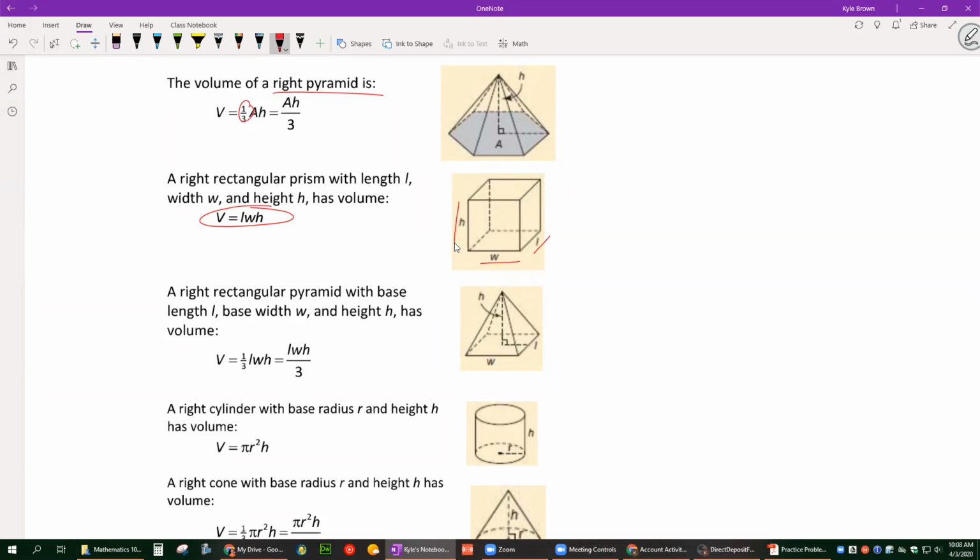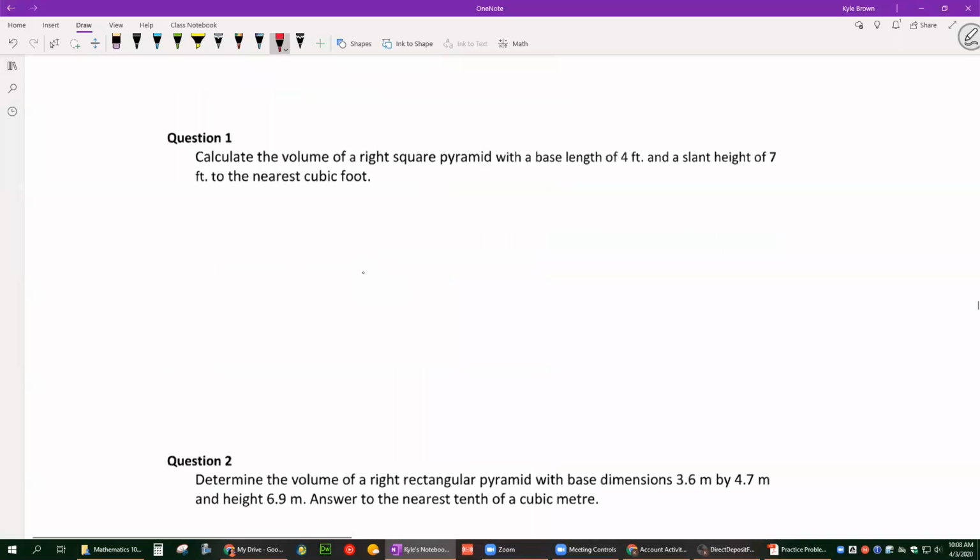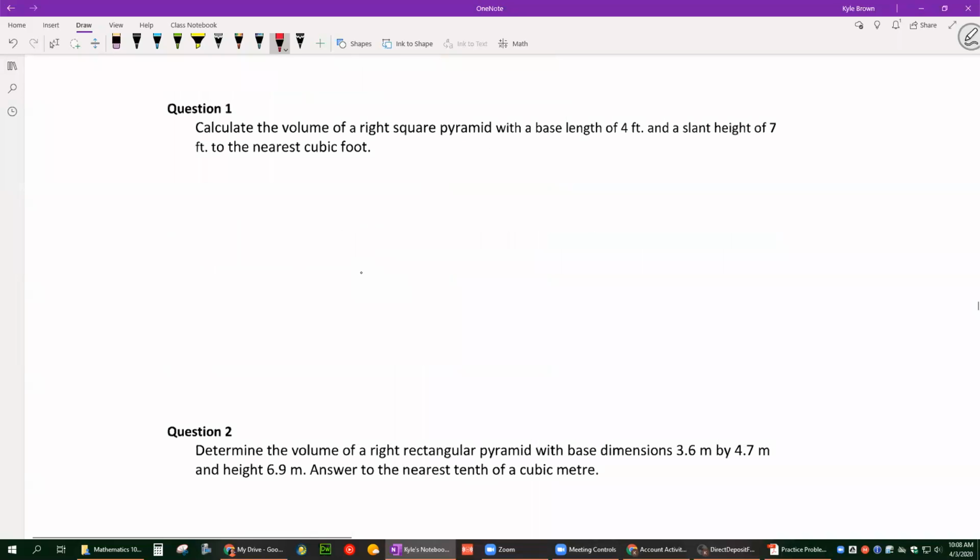Okay, and I'm not going to go through every one of those. These really are the ones that are on your formula sheet, and I think we'll just start using them. So number one.